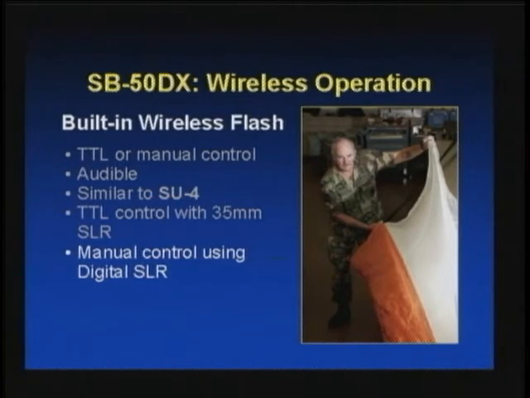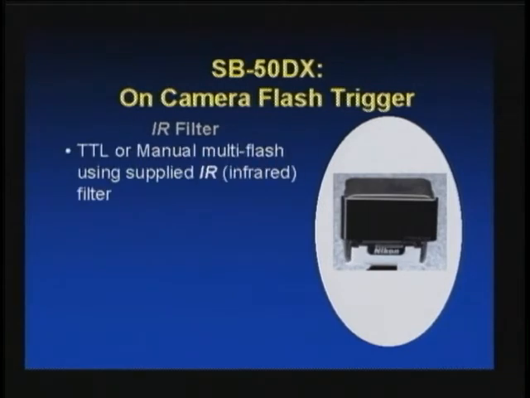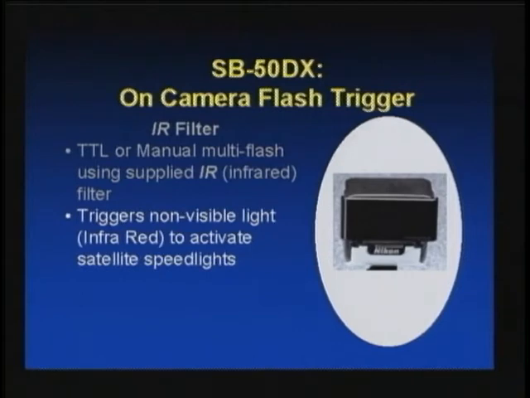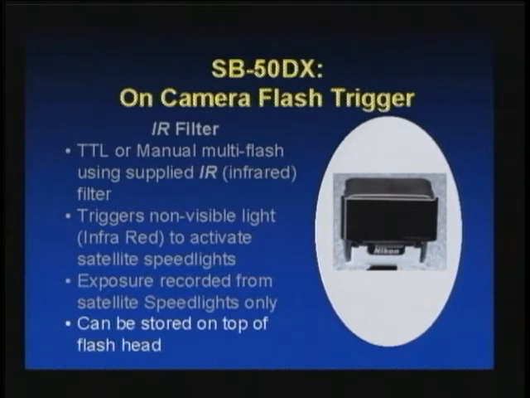The IR filter can be stored on top of the flash head, giving you great convenience when carrying it around. It's always with you. And once again, that IR filter is an infrared filter that allows you to shoot TTL or manual multiple flash. It triggers non-visible light to activate your satellite speed lights. The exposure is only recorded from the satellite speed lights, not from the camera's position. And that IR filter is stored easily on top of the flash head. It's always with you when you're taking pictures.